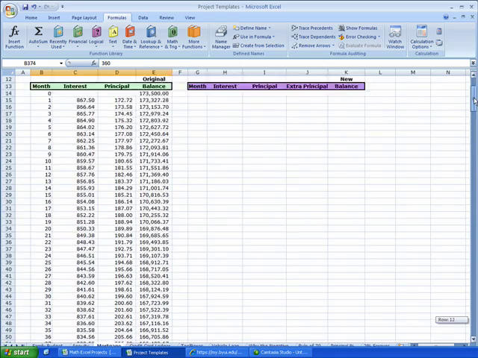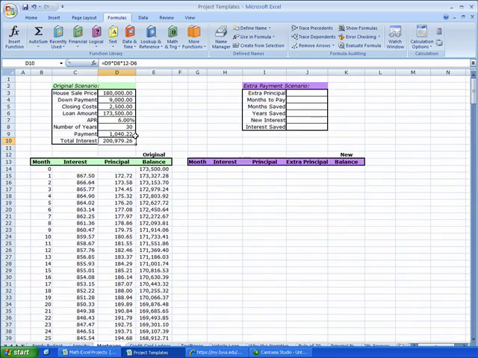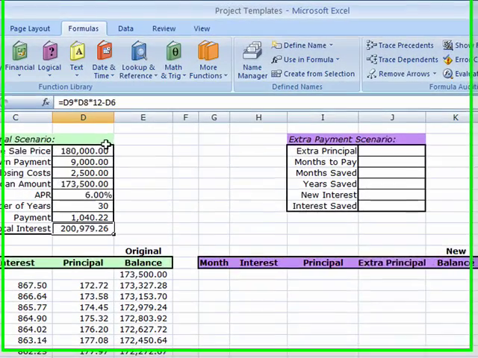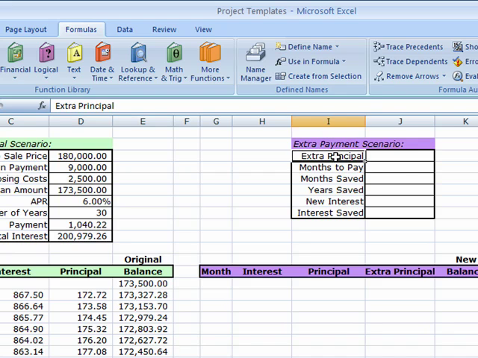So congratulations, that's the first part of your amortization spreadsheet done. Next time we'll be exploring how we can decrease the payments by paying an extra principal every month.